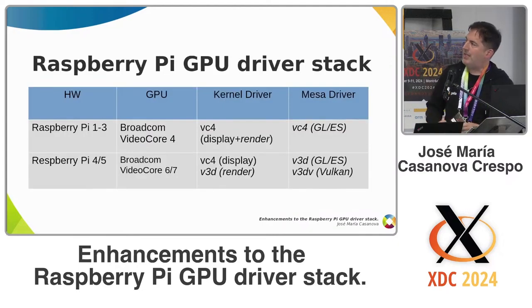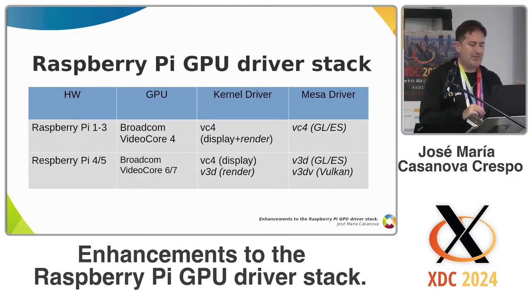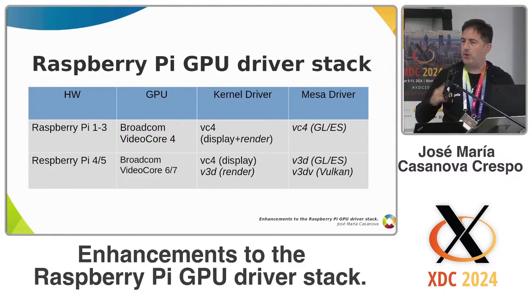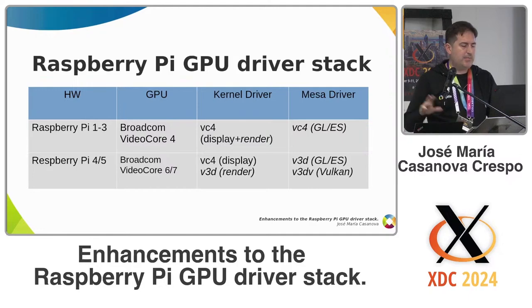So, I have this table to show the different names of the kernel and user space drivers. The first generations of Raspberry Pi, from 1 to 3, use the GPU from Broadcom, the VideoCore 4. And the kernel driver is hosted in the DRM VC4 kernel module that handles the display and the rendering part of the driver. And on the user space side, we have the VC4 driver that supports OpenGL and OpenGL ES.